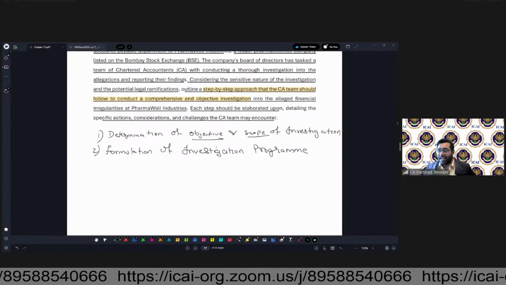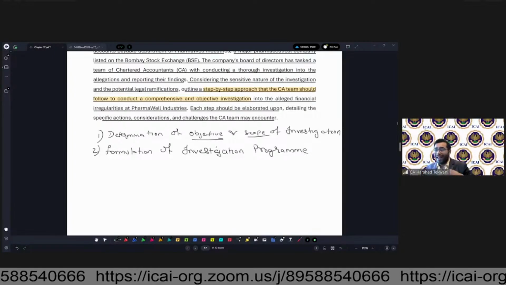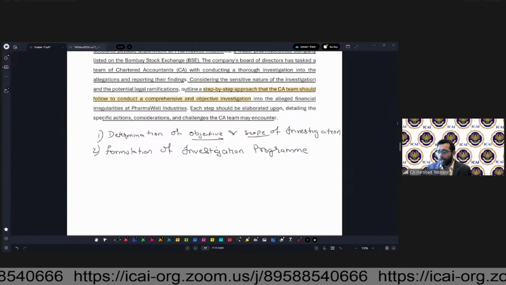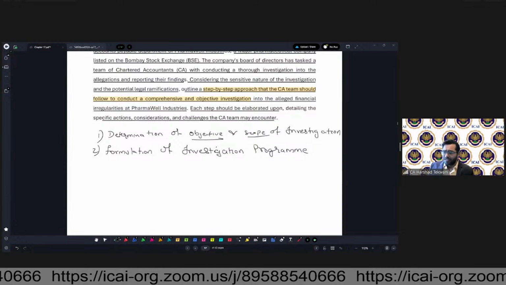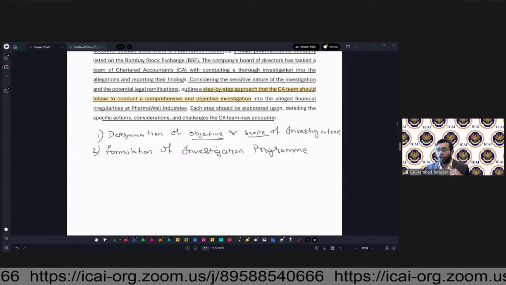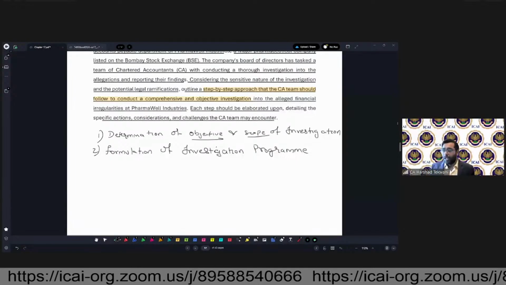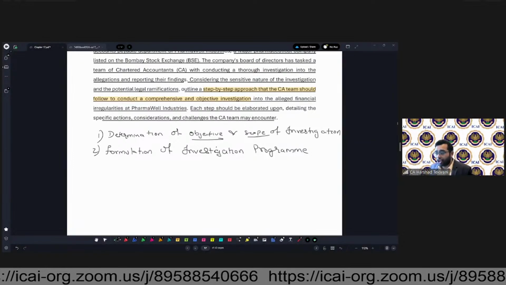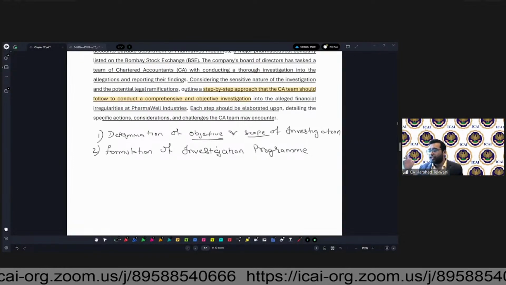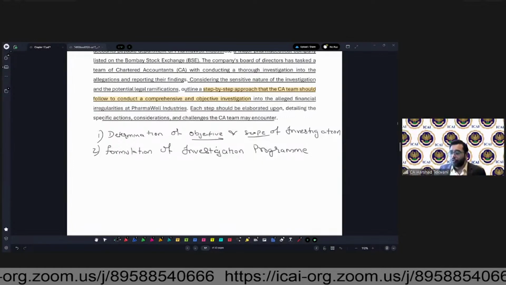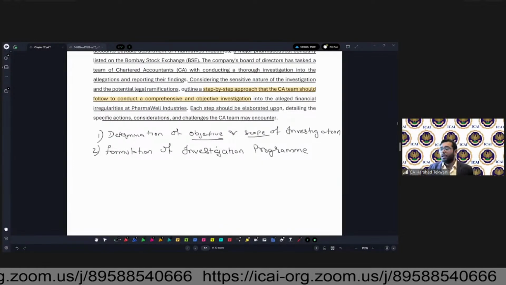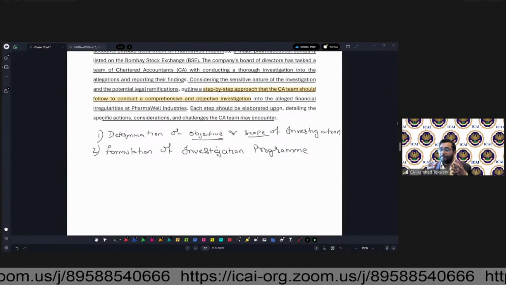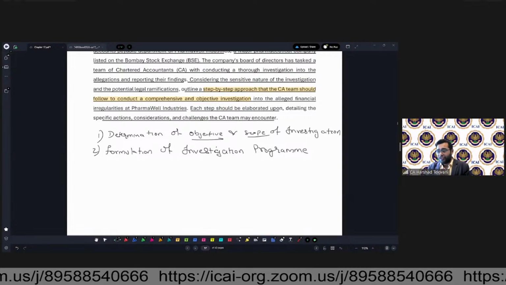I will assign responsibilities to my individual team members based on their experience and their past work history with me. And then I will establish a secure and confidential communication channel for the team members to share information and updates. See, confidentiality is a very important part in investigations.